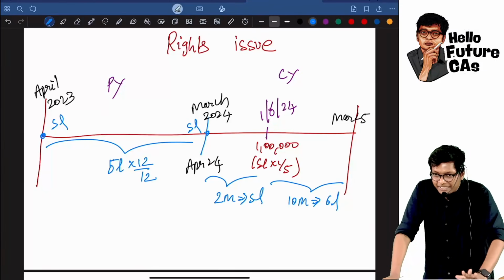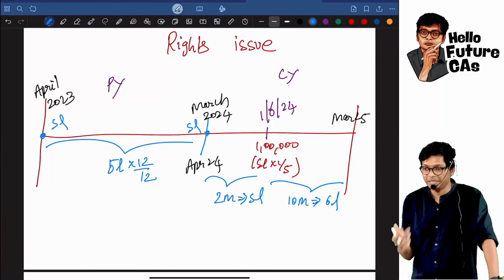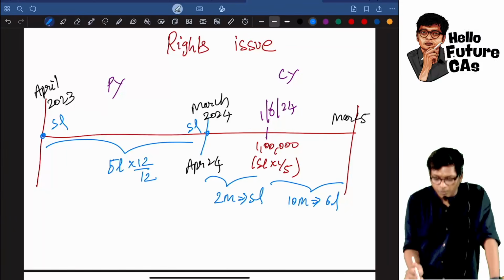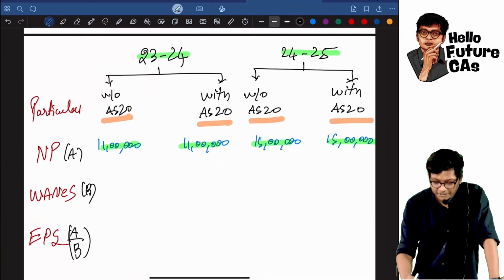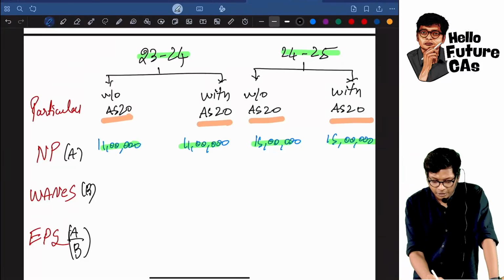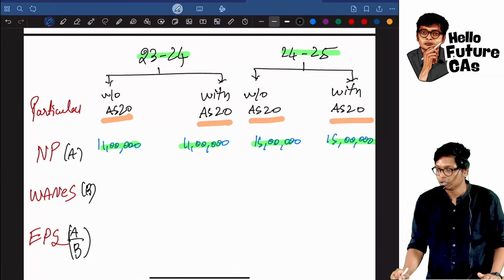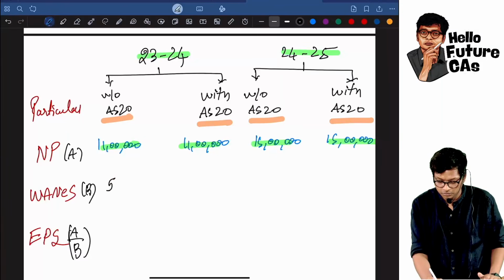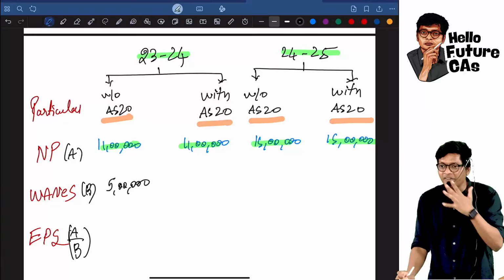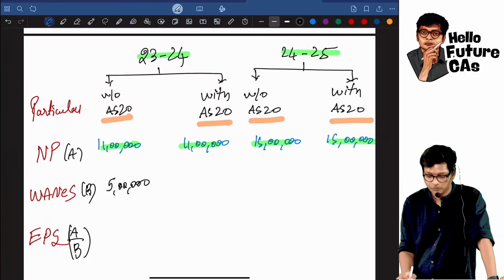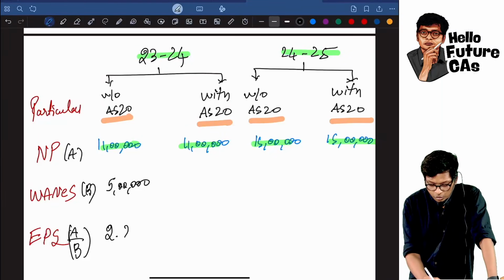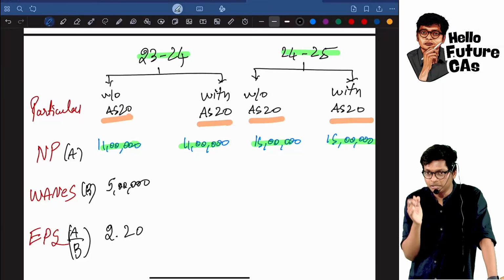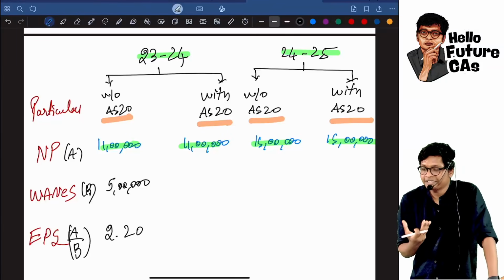Now without AS20 it's very easy, because I am yet to teach you AS20. How will you do EPS here without AS20? Last year the numerator is 11 lakhs. What is the number of shares last year? 11 lakh divided by 5. How much are you getting? 2.20. Is this the correct answer? No. Why AS20 then? Okay.